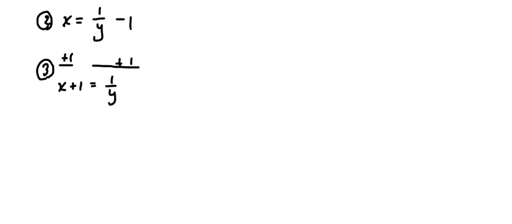Now, there's only one thing left to do, and that's to move the variable y out of the denominator. In order to do that, we take the reciprocal. So the reciprocal of 1 over y is simply y, and the reciprocal of x plus 1 is 1 over x plus 1.